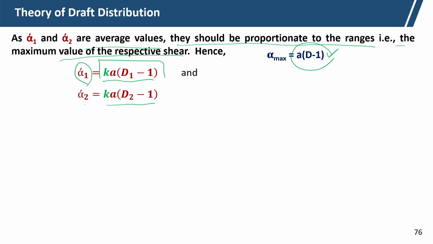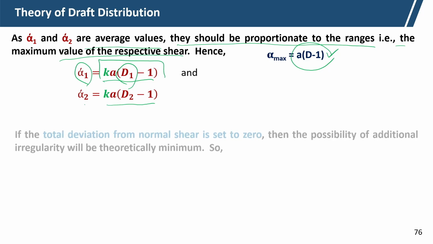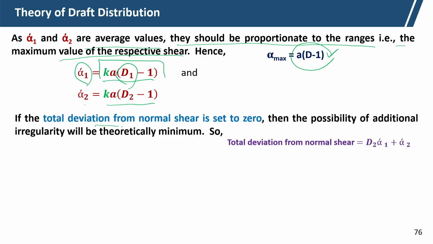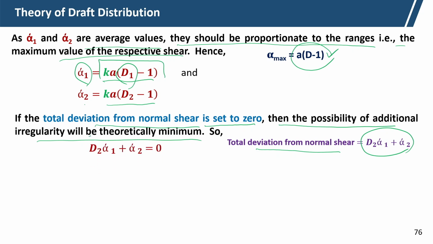Now, what happens if we set the draft at a certain point close to 1? In that case the deviation will be more. For draft 1 there is no deviation. So, if the total deviation from the normal shear is set to 0, then the possibility of irregularity will be theoretically minimum. So, total deviation from the normal shear is d2 alpha dash 1 plus alpha dash 2. If we can achieve this as 0, then theoretically there will be minimum irregularity.